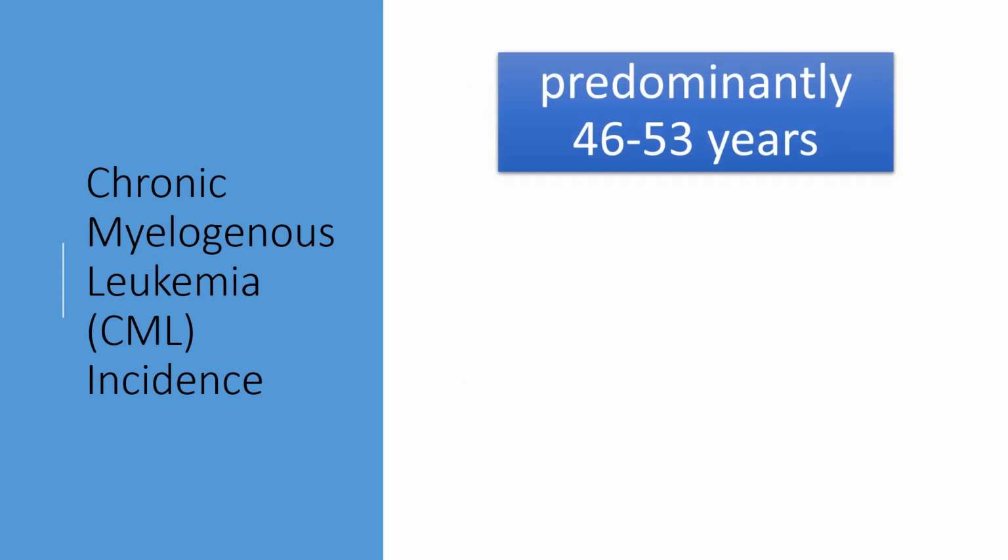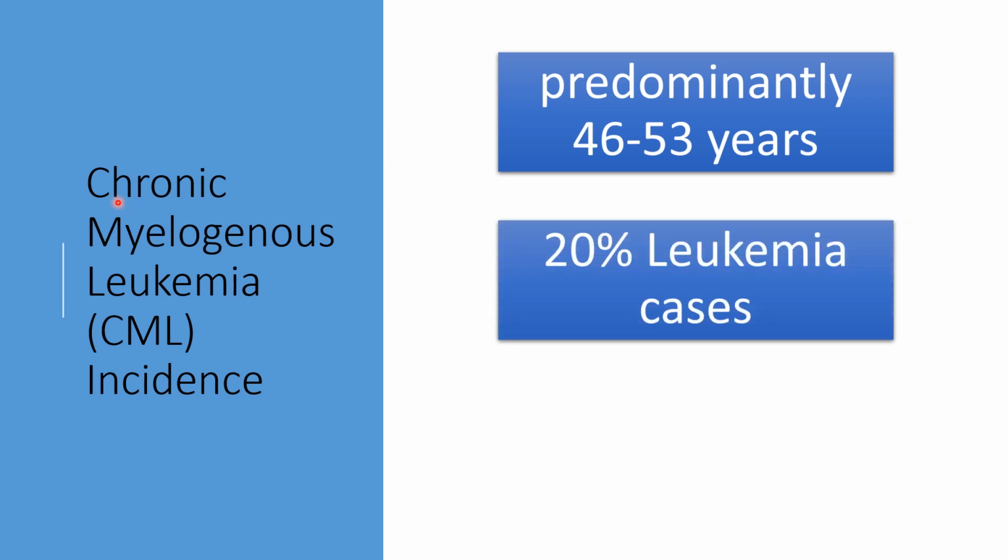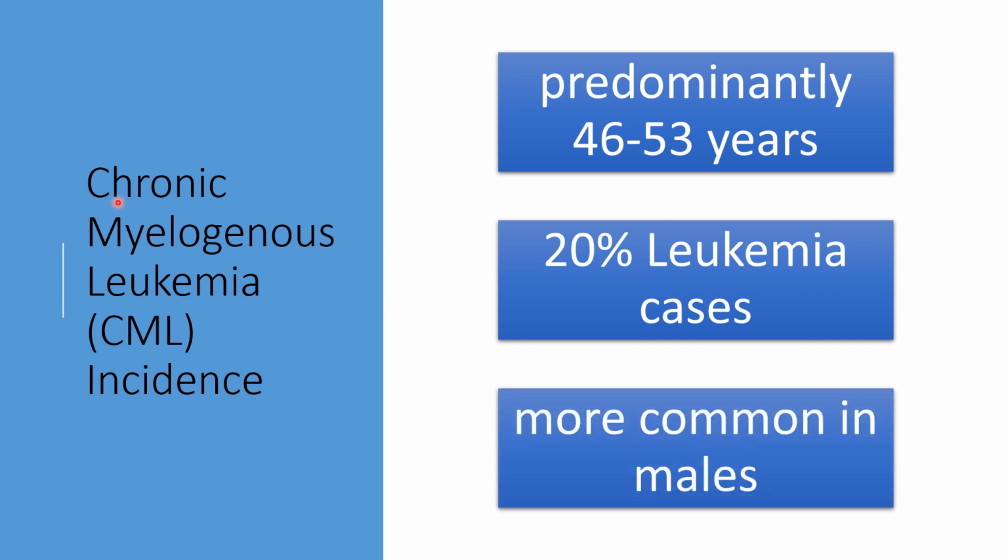Chronic myelogenous leukemia occurs in all ages but is seen predominantly in those aged 46 to 53 years. The term chronic signifies that this is a disease of the adults because it takes time for CML to develop and to manifest. It represents about 20% of all cases of leukemia and is slightly more common in males than in females.